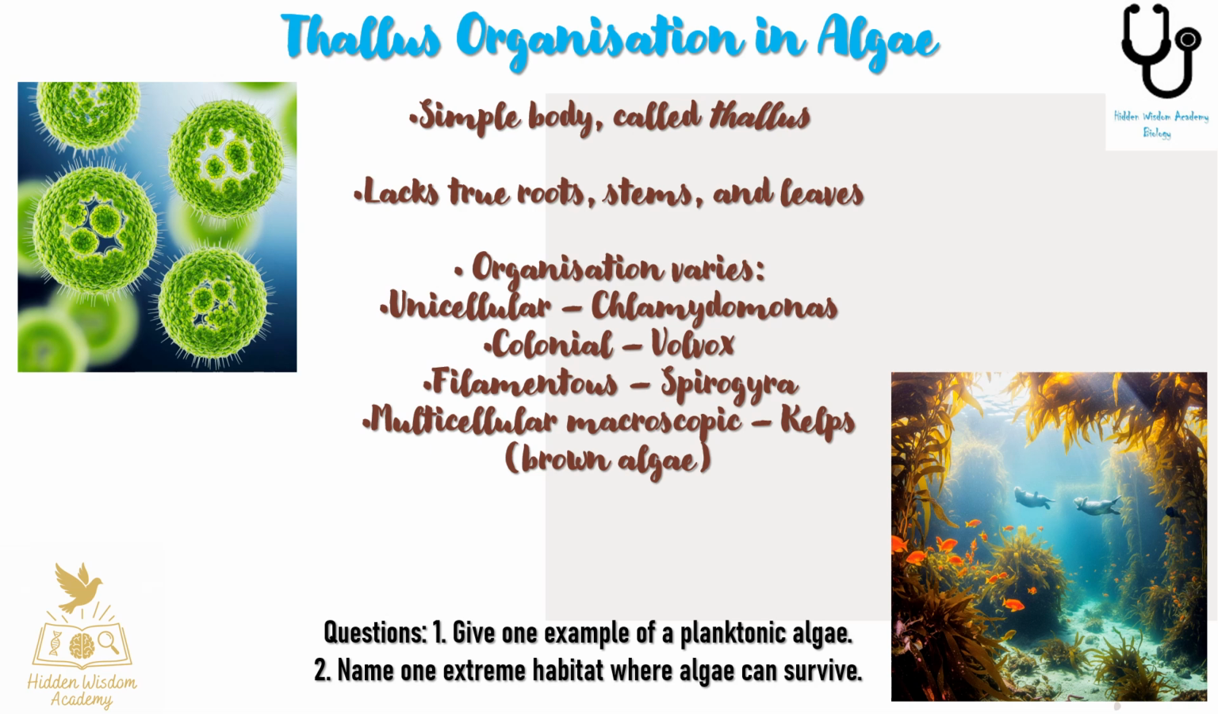Now, let's see Thallus Organization of Algae. The body of algae is called a thallus. It is simple and does not have true roots, stems, or leaves. Algae show different forms. Some are unicellular like chlamydomonas. Others are colonial like volvox. Many are filamentous like spirogyra. The largest algae, like kelp, are multicellular and can grow several meters long.